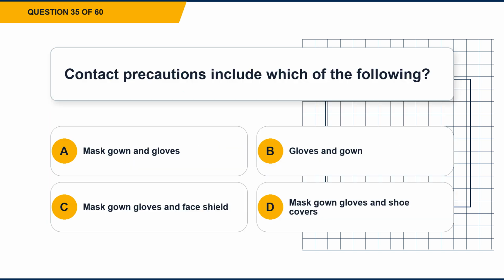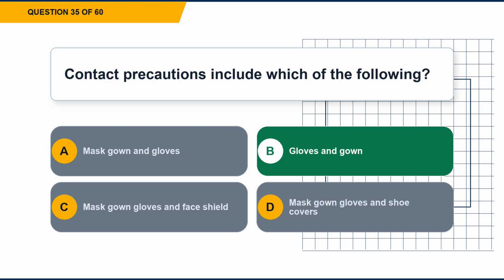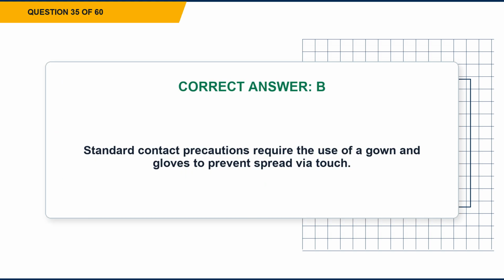Question 35. Contact precautions include which of the following? Option A, mask, gown and gloves. Option B, gloves and gown. Option C, mask, gown, gloves and face shield. Option D, mask, gown, gloves and shoe covers. The correct answer is option B, gloves and gown. Explanation: standard contact precautions require the use of a gown and gloves to prevent spread via touch.